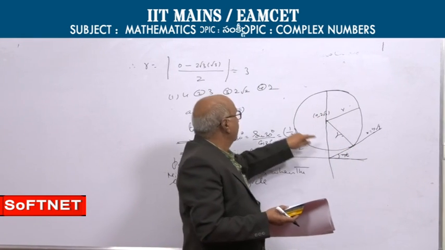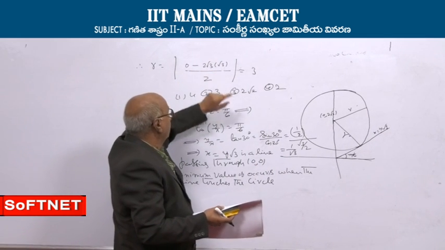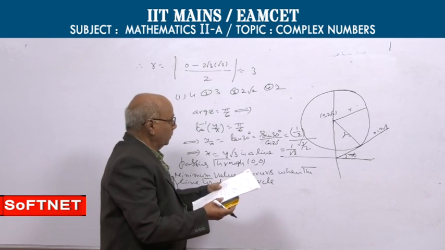So r must be equal to modulus of, by the formula, modulus 0 to root 3 into root 3 by 2, which is equal to 3 itself.